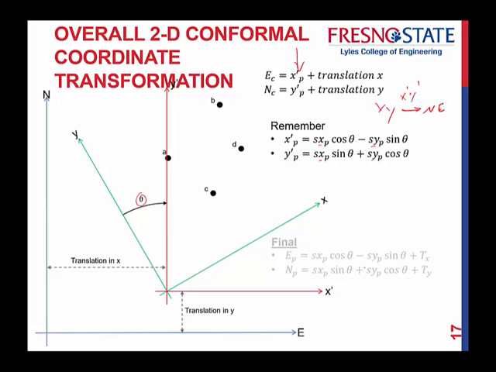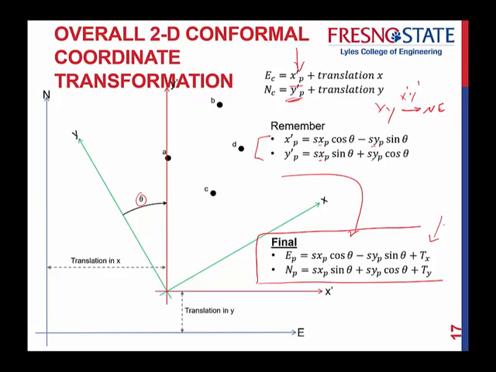So the last thing you do is take your easting and your northing for any random point, plug in the values that you have for X prime, Y prime, what we solved for in these two equations, just going right here, plug those in, and then here are the translations you have at the end. And so here now is your final equation to make any 2D conformal coordinate transformation.